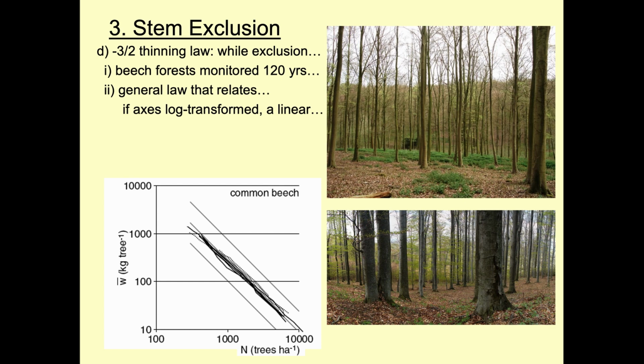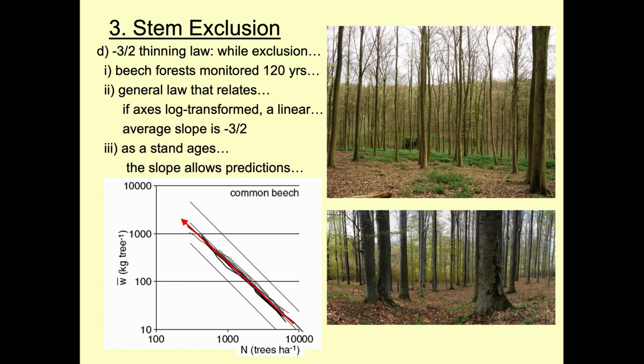-3/2. So the slope is negative because it ascends from the bottom right of the graph to the top left of the graph. A positive slope ascends from the bottom left to the top right. So this is a negative trend. So this slope is followed as a stand ages, indicating that as the average number of trees decreases due to stem exclusion, the average size of surviving tree increases.